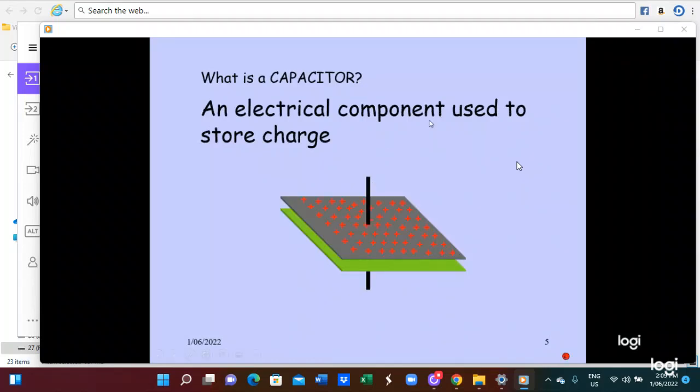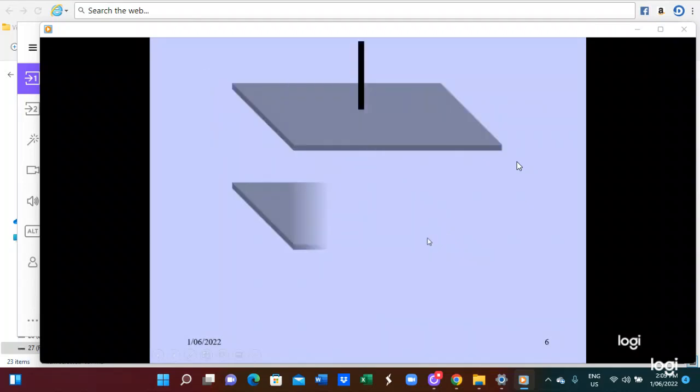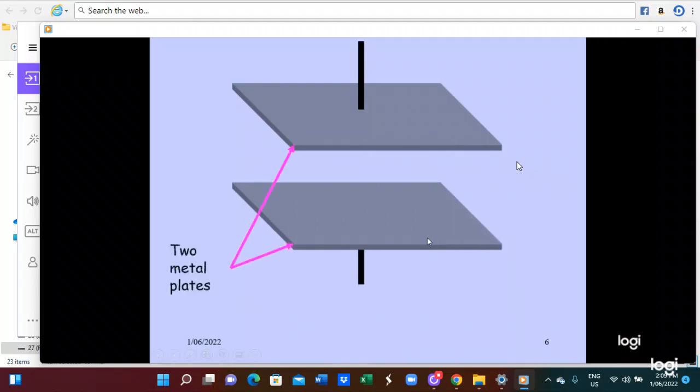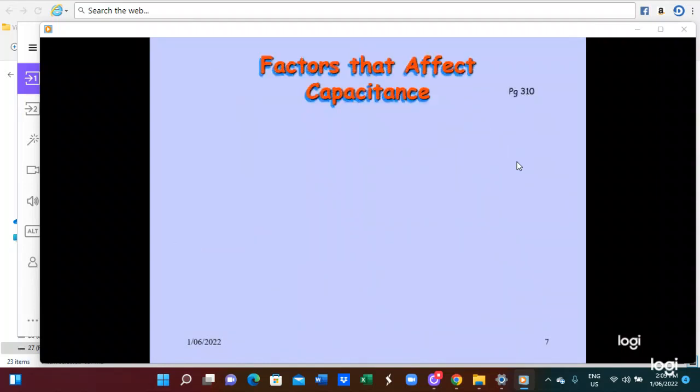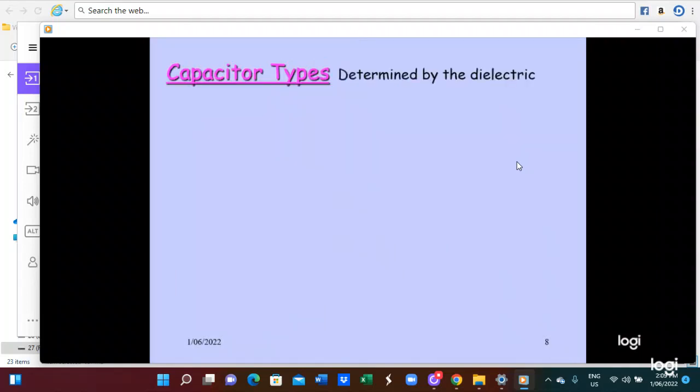So this is the positive charge on the positive plate. Here are two plates. Two metal plates are separated by insulation material. This is called a dielectric. Factors affecting the capacitance: dielectric strength, dielectric constant, farad per meter. Capacitor type is determined by the dielectric strength.